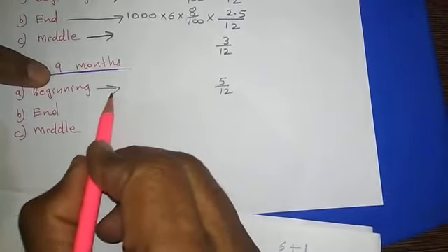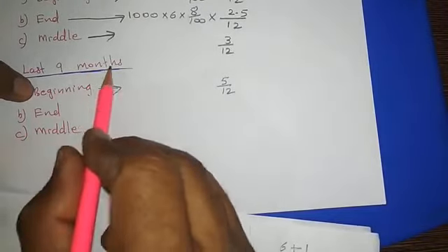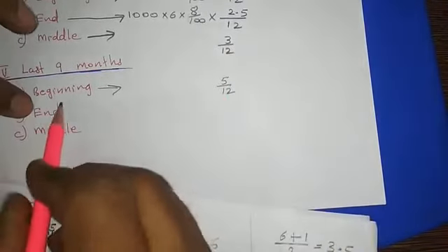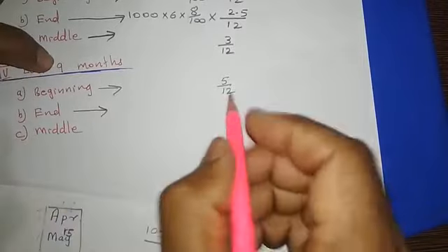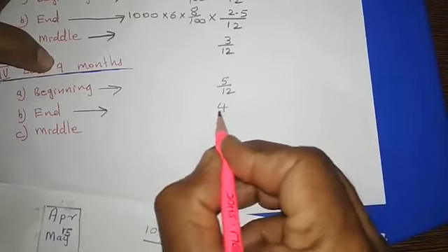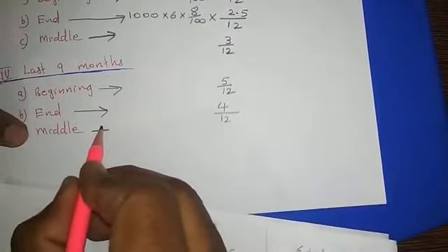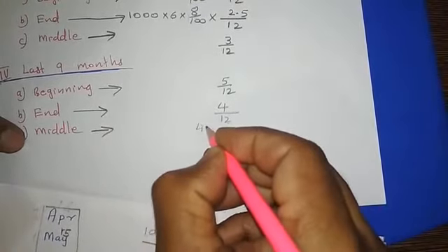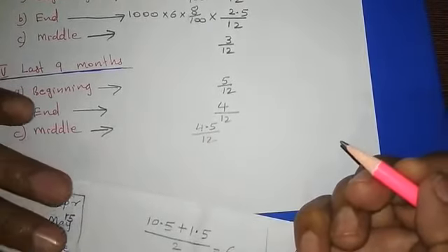Okay, if the drawing is made at the beginning of every month in the last 9 months, then 5 by 12 will be the average months. And if at the end of every month in the last 9 months, then it will be 4 upon 12. Then if the middle of every month is given, then the average months will be 4.5 upon 12. Other things are same.